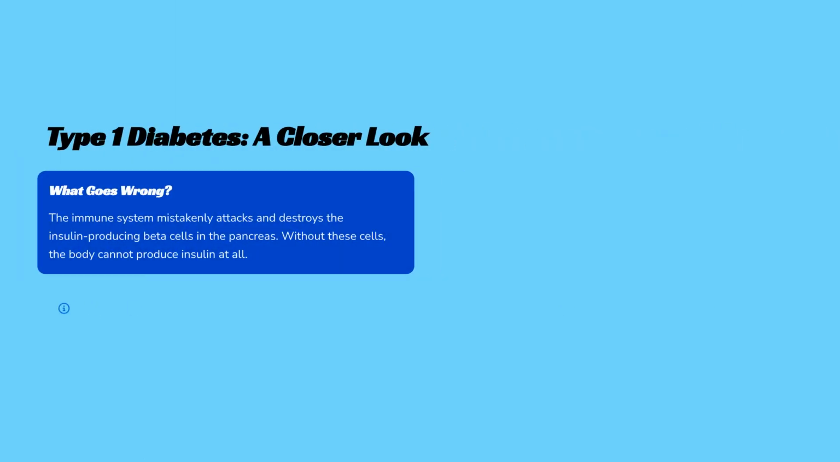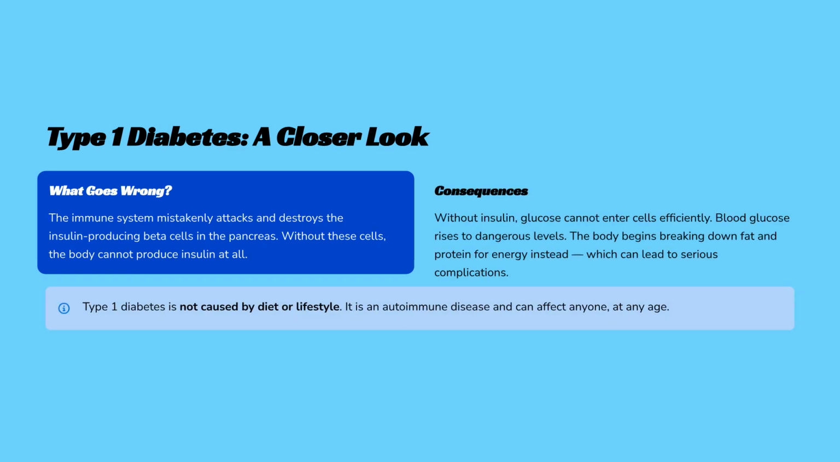In type 1 diabetes, the immune system destroys insulin-producing beta cells. Without insulin, glucose cannot enter cells efficiently, causing blood glucose to rise to dangerous levels and leading to serious complications.